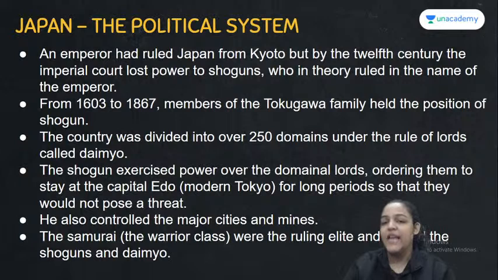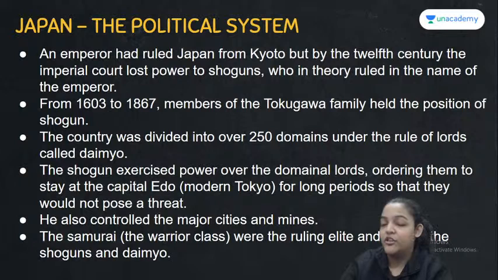So this is the second player in the political system of Japan. Who is it? We have the shoguns. Shoguns are the military commanders, and the real power is actually in the hands of the shoguns, and they're just governing in the name of the king. Next, we have the daimyos. Who are the daimyos? Daimyos are actually the dominion lords.